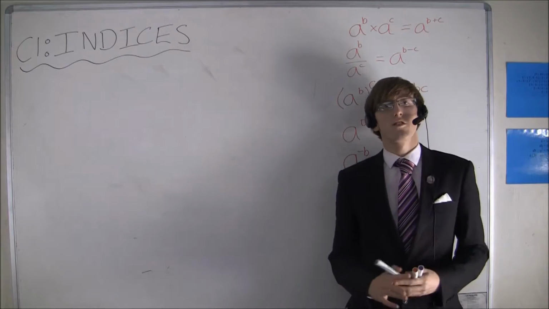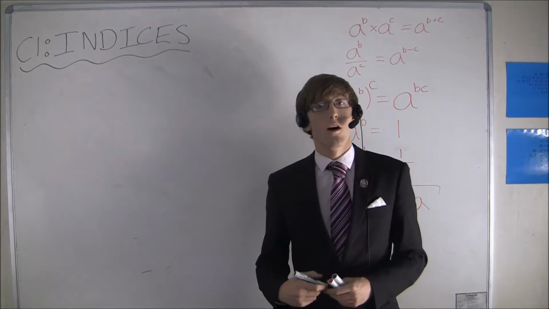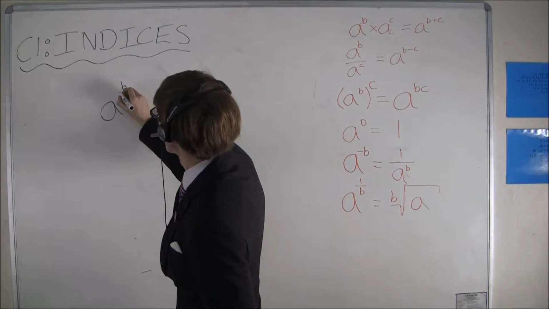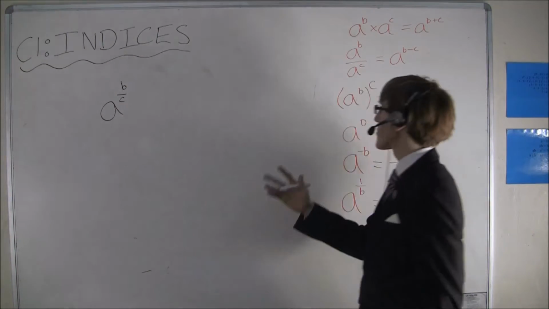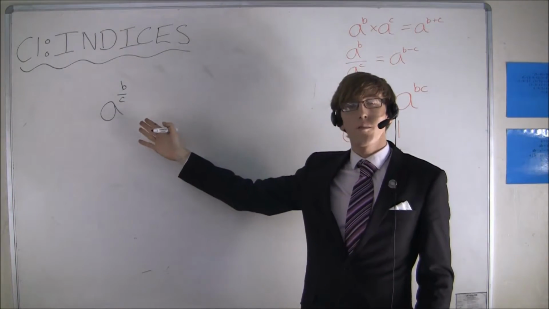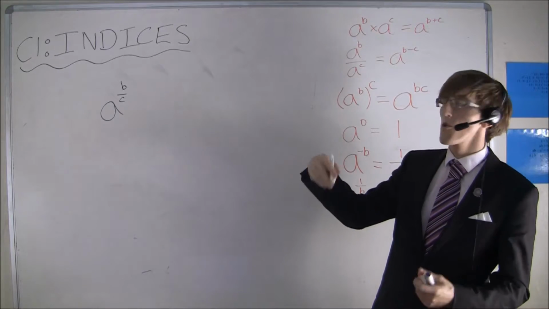So, if we're going to look at a to the power of b over c, that is to say this, then according to our third rule, we're able to split this up into a to the power of 1 over c, all to the power of b.